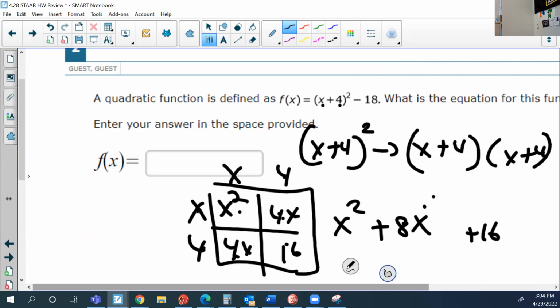Remember now, we're not done because of the minus 18 here. Minus 18. And then we combine like terms. That gives me x squared plus 8x. 16 minus 18 is minus 2. So that's my answer right here in standard form.